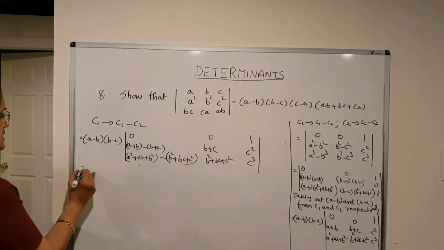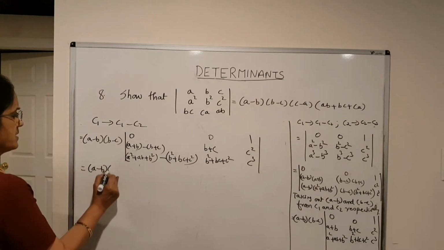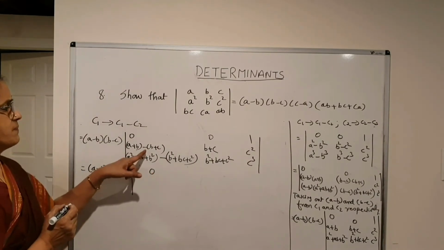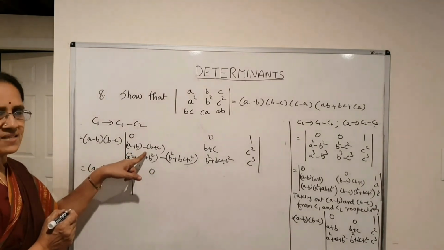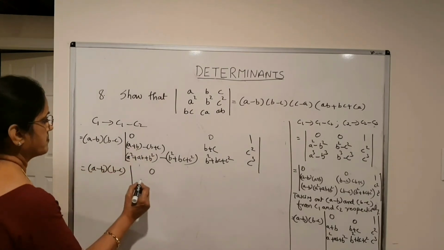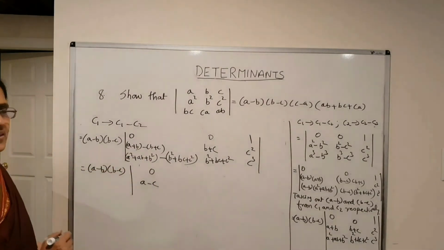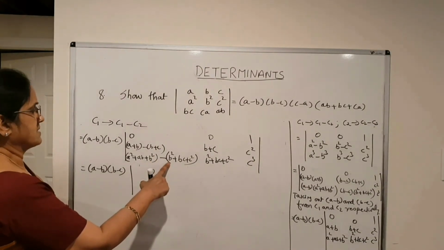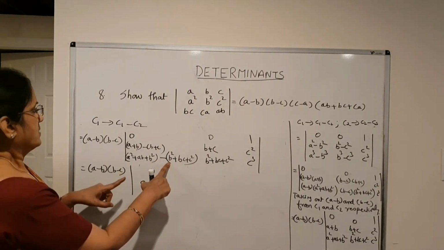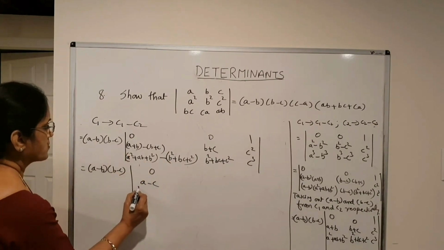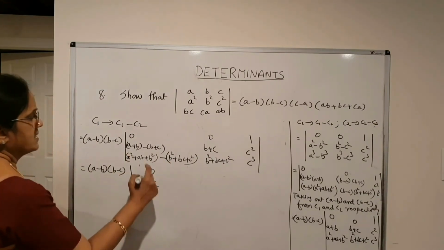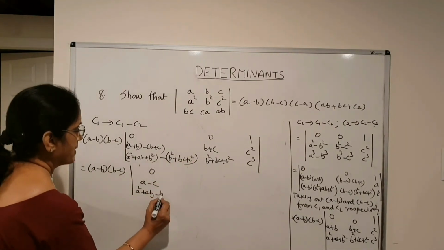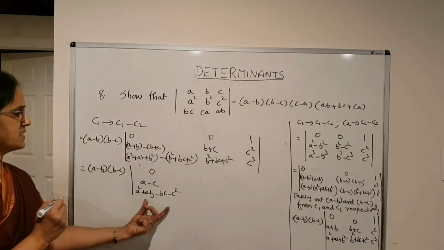Okay, let us simplify this. A minus B into B minus C, determinant 0. If I open the bracket, plus B minus B will get cancelled. I will be left with A minus C. When I open the bracket over here, plus B square minus B square will get cancelled. So I will be left with A square plus AB, B square minus B square will get cancelled, minus BC minus C square. These are the terms I am going to have.